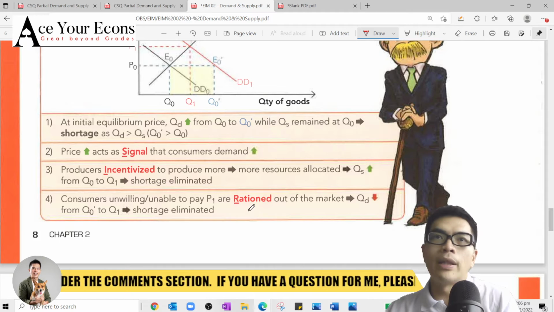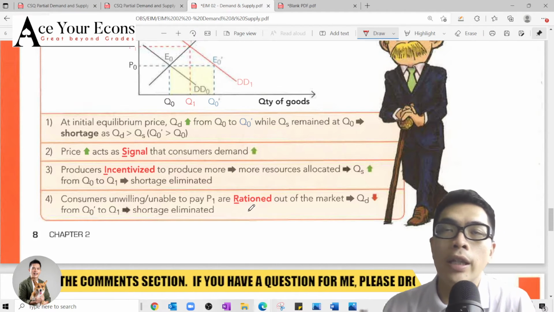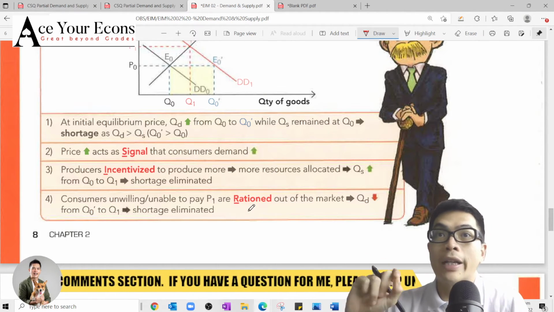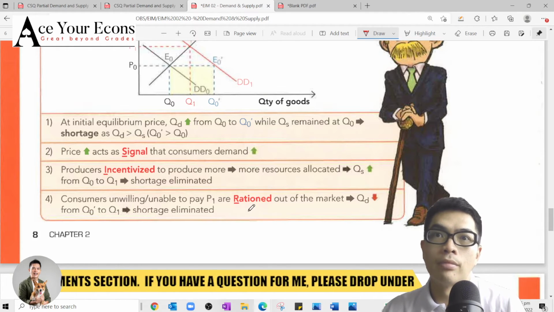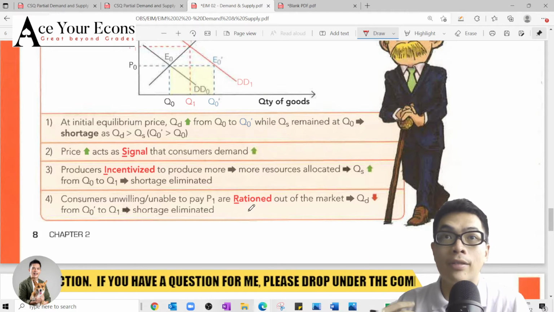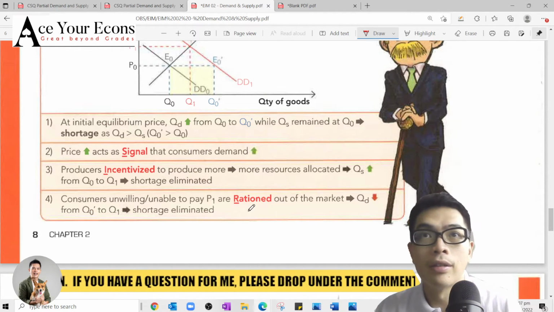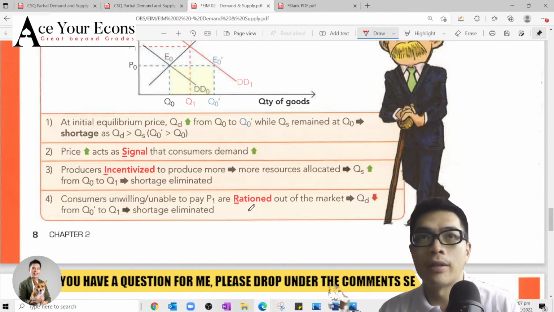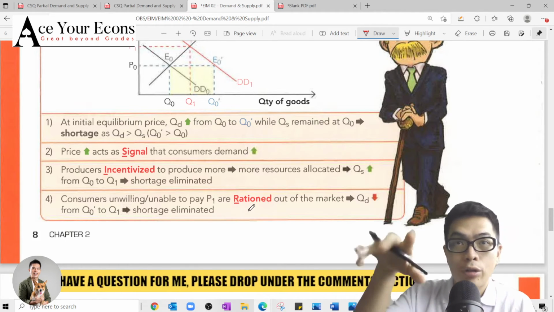Rationing simply means that some of the gamers are going to be priced out of the market. In war times, you realize that resources are scarce, right? That's why there's a concept of rationing. But this is used slightly differently. So I'm just going to use an example.